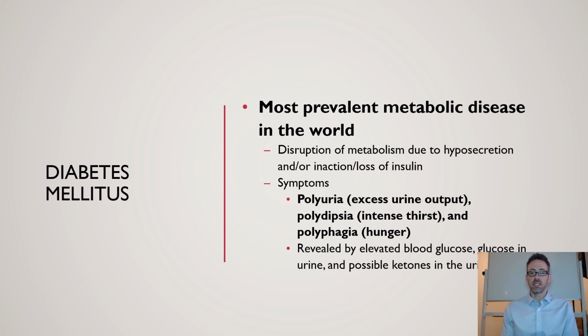Polydipsia means there's an intense thirst, again, because you're becoming dehydrated from all this high urine output. And polyphagia is an increase in hunger because essentially, the cells are starving for more nutrition that they're not receiving. And if we were to look at the blood levels, you'd see the blood glucose levels would be elevated. You'd see glucose possibly in their urine, and you'd see the production of ketones because they start to rely on breaking down fatty acids and the liver producing ketones in order to get the energy that it requires.